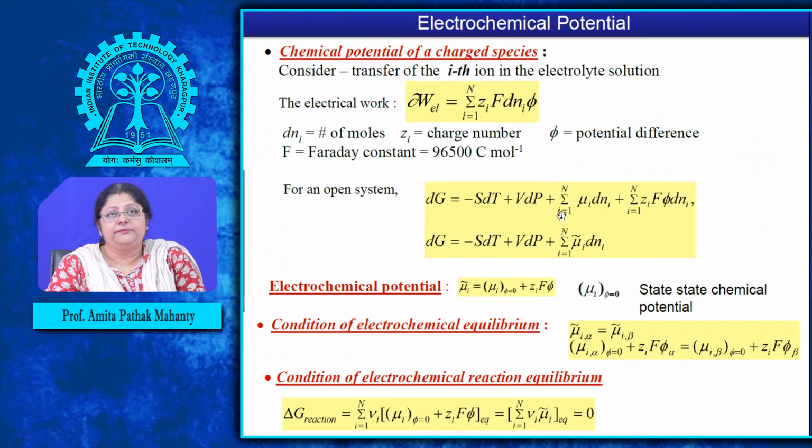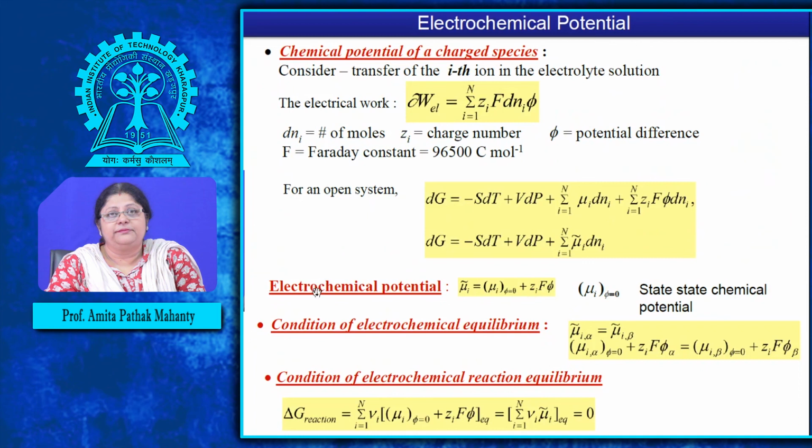But to take into account the chemical potential and also the charge separately becomes quite difficult. So we introduce a new term which is known as the electrochemical potential. The electrochemical potential is written as mu curl, which is nothing but mu i plus Zi F phi. Phi is the potential difference, and F is the Faraday constant. Z is for an electron equal to 1. For other ions, we can have -1, +1, whatever it is.